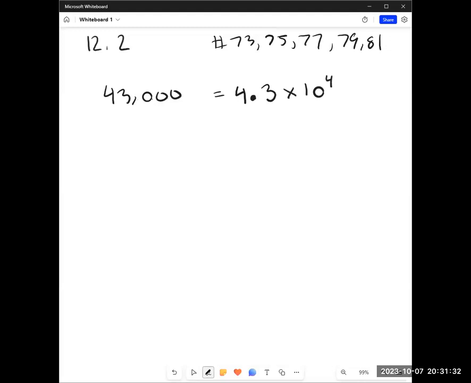If I move the decimal point back 4 places to the right, I'm going to get my original number there. Again, I moved it 4 places to the left to get the decimal point between the 4 and the 3. So that's why it's times 10 to the positive fourth, so I can move it back to the right to get to my original.